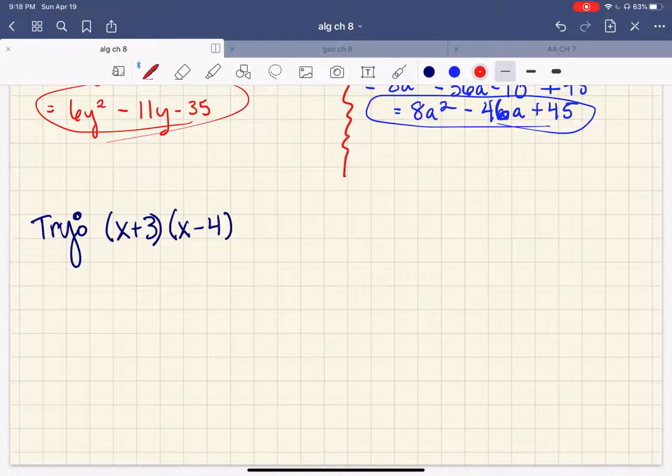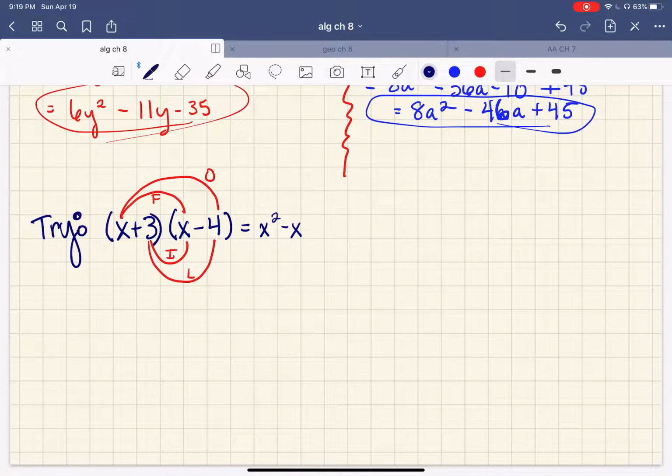So I'm going to help you out. I'm going to draw this for the first one. First, outer, inner, last. All right, have at it. See what you get. That's what you should have gotten. Let's do another one.